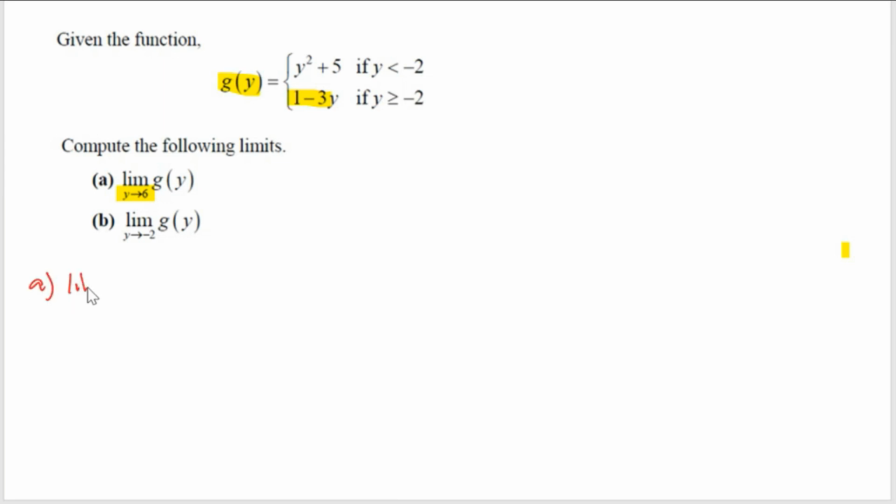We have the limit of g of y as y approaches 6 is equal to the limit of 1 minus 3y as y approaches 6. So I hope it's clear now why we are using this equation, because if y is approaching 6, therefore y is greater than or equal to negative 2.